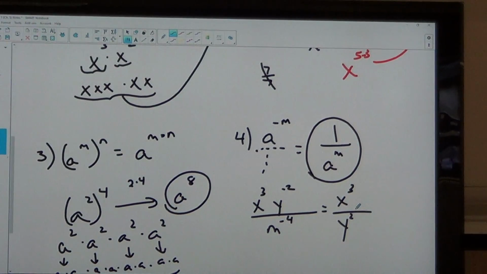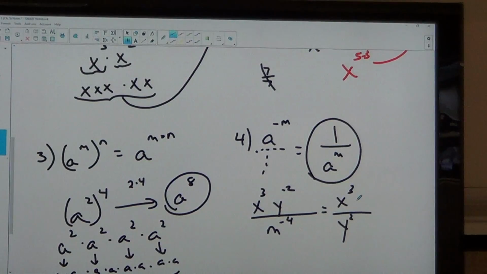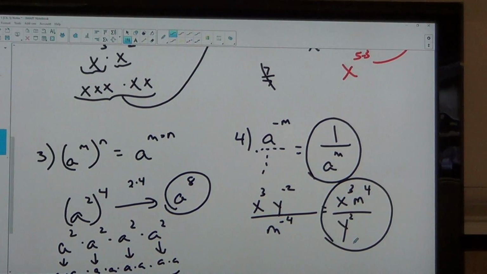Tell me about the m to the negative 4. He's sad. So where should he go? To the bottom. He's already on the bottom. You go to the top. So he goes to the top. And what does he become on the top? Positive. Now that everybody's happy, we're done.